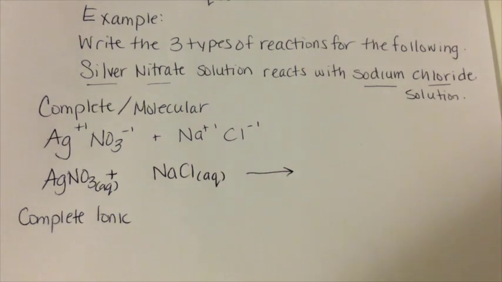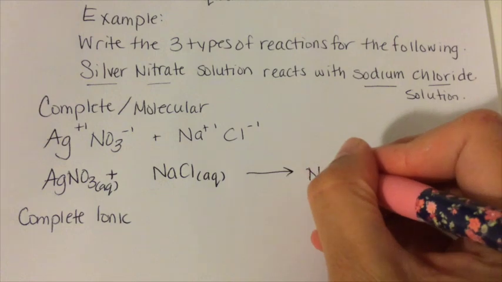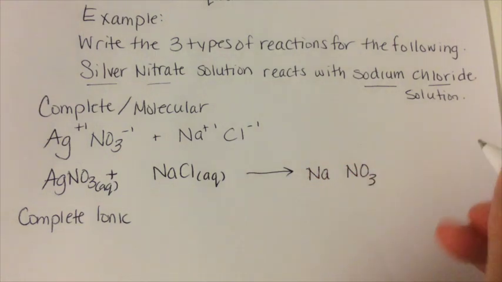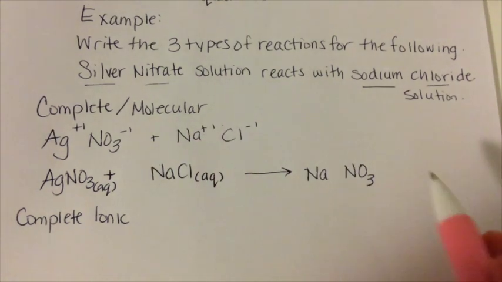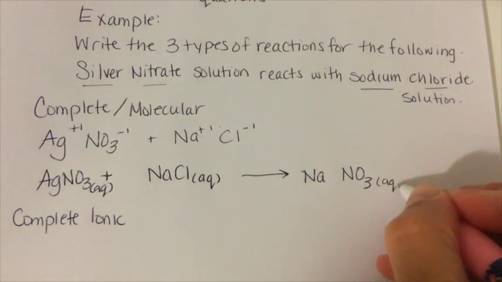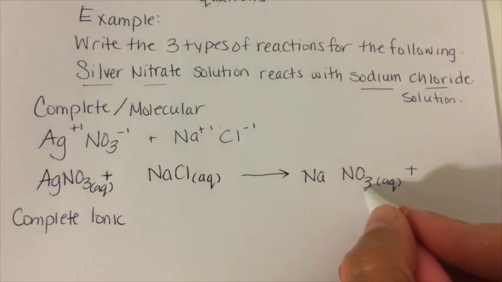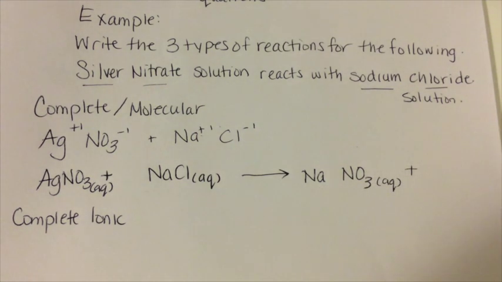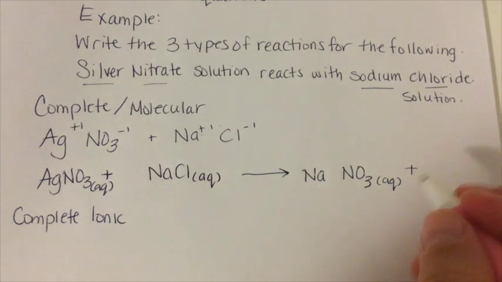In order to find out our products, we do our inners, Na in front of NO3. Again, it was a +1 and a -1, so the formula is just NaNO3. This is aqueous because we said group 1 ions, nitrates, and things containing ammonium would automatically be soluble, so we're going to give this an aqueous.